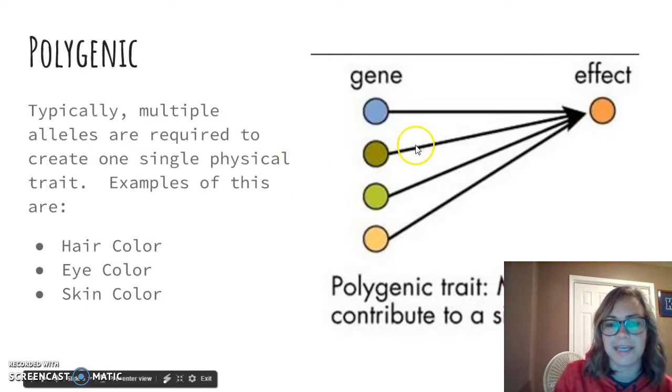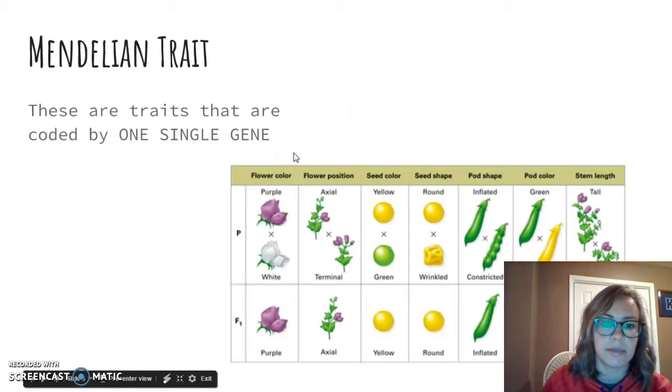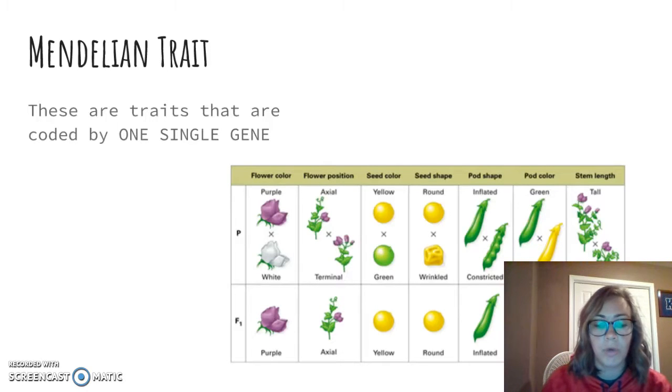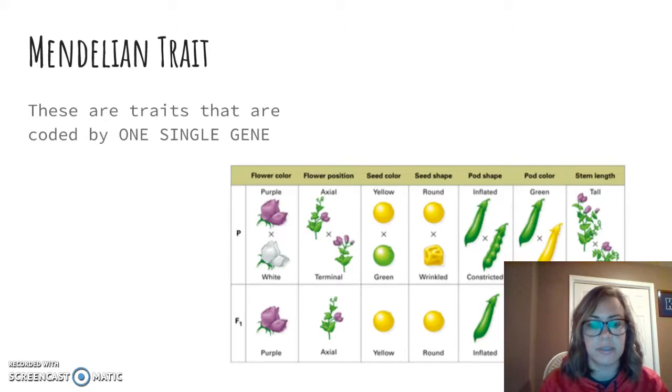I will be sticking today, though, to a Mendelian trait. So these are traits that are coded for by just one single gene. One single location on a chromosome can be changed and affect that gene. Of course, this is an ode to Gregor Mendel himself because he was studying those Mendelian genes. They were just coded for by one single gene.